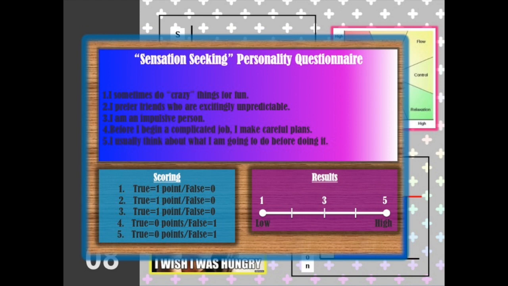Low sensation seekers, like myself, would be lower on the scale, so you'd have 0 points, 1 point, or 2 points. Whereas sensation seekers are going to be on the higher end of the continuum, so fours and fives. So you can get some idea of whether you have a high need for stimulation or a low need for stimulation generally.